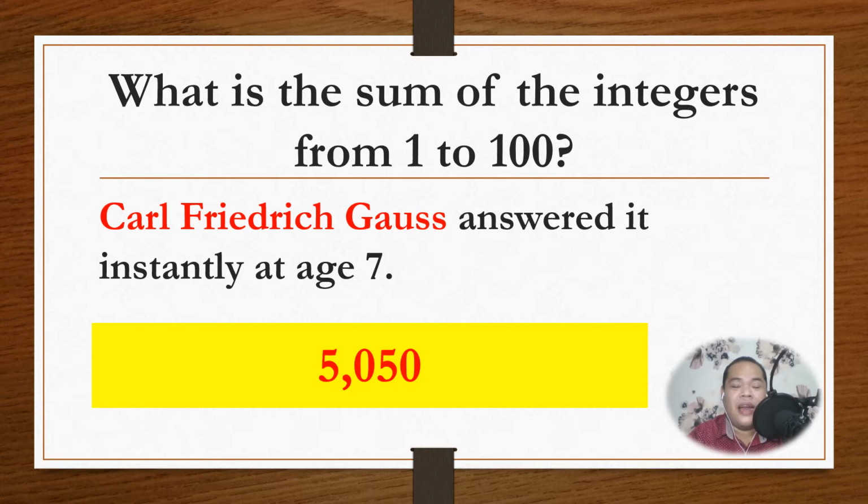He simply added up 1 and 100, 2 and 99, 3 and 98, which all add up to 101. Pairing these numbers will make 50 pairs, so 50 times 101 is 5050. Brilliant, right?